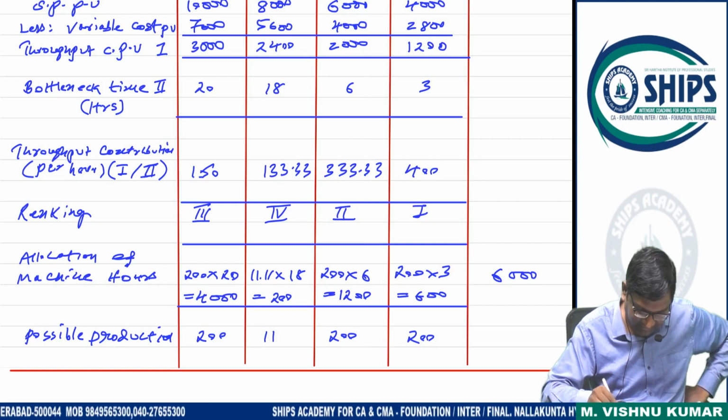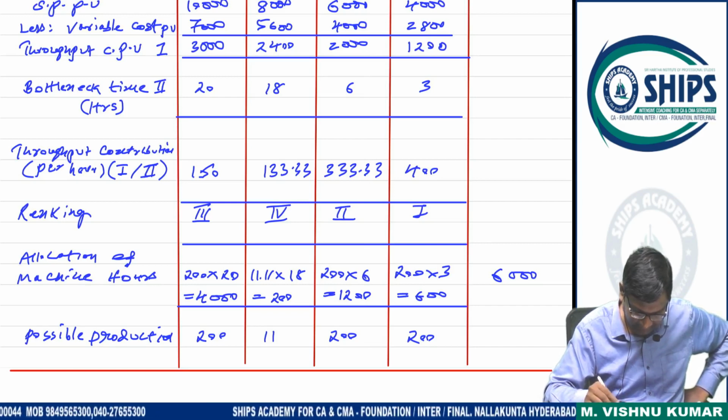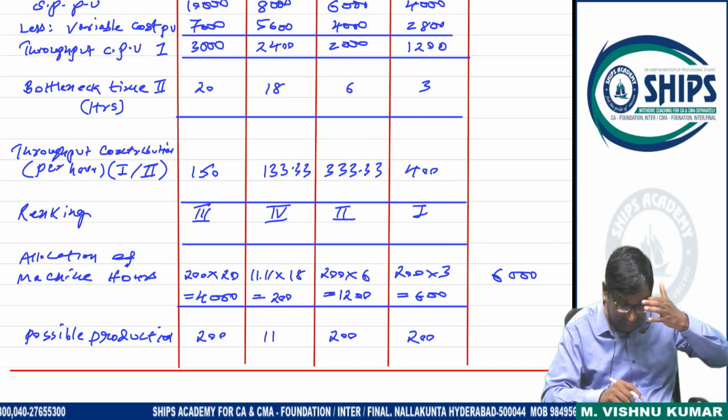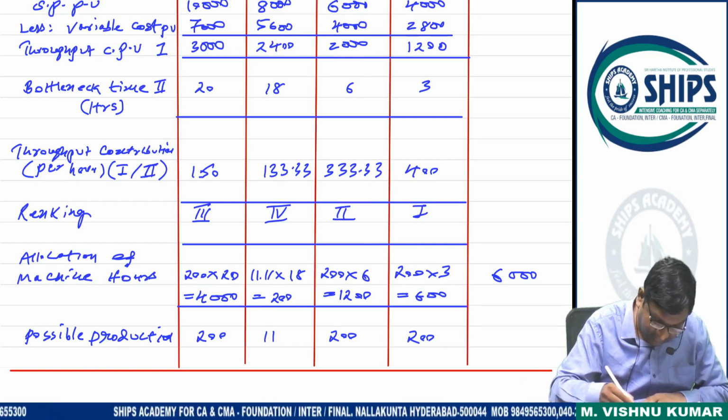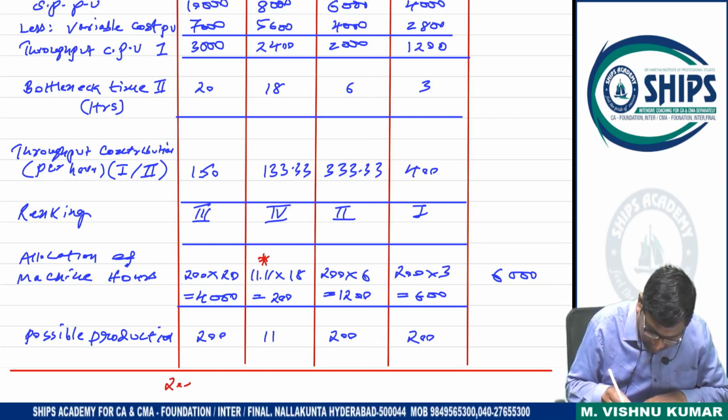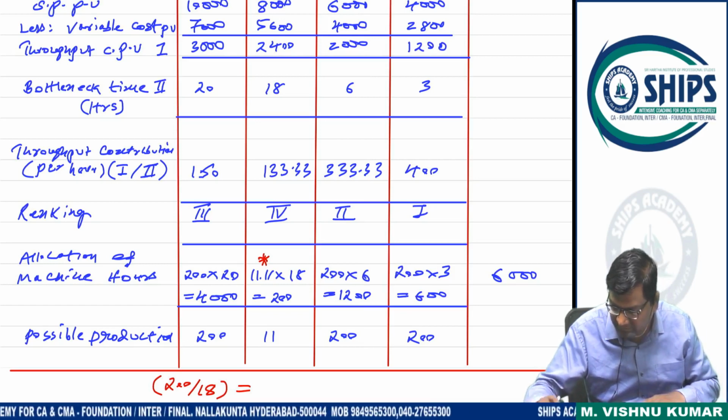This 11.11 is coming by 200 divided by 18. 200 divided by 18. Understand? This figure is coming from 200 divided by 18. Understand?